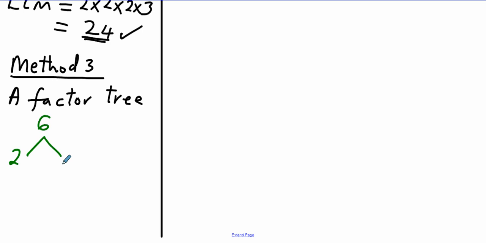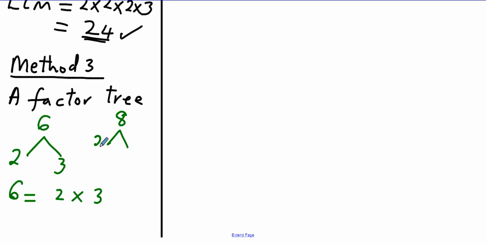6 divided by 2 is 3. So 2 is a prime number, 3 is also a prime number. That means it cannot be further broken down into factors. So we stop there. Now, how do we record this? We just say 6 equals 2 times 3. Cool, yeah? Correct. How about 8?